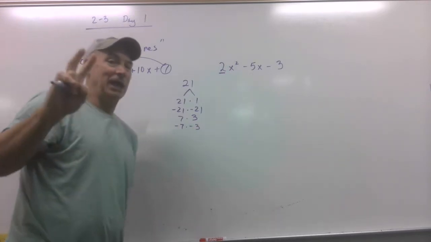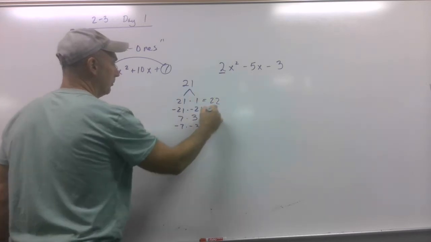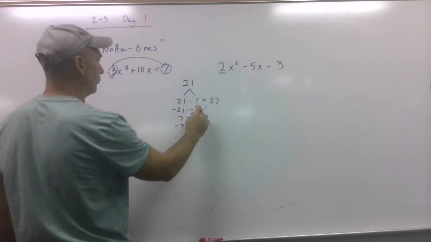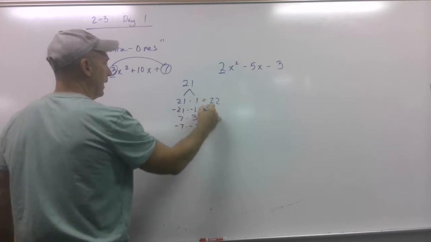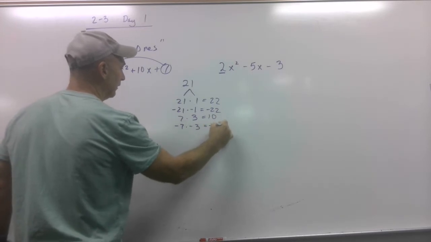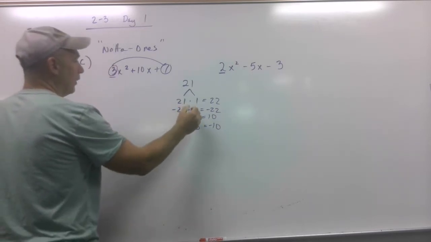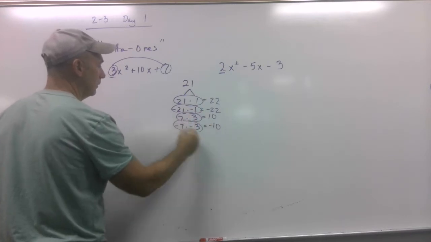Similar to the gotta ones, I'm now going to go through these and add them up. Whoops, negative 21 times negative 1. That would add up to negative 22. This would add up to 10. This would add up to negative 10. I want to know which one of these has a sum of 10.